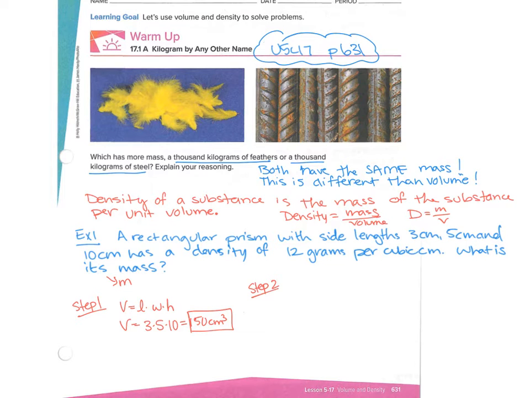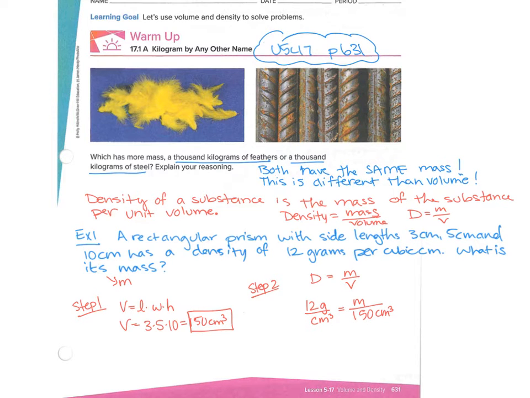So density in this problem, density equals mass over volume. And I'm going to keep my labels here. I want you to see how my labels are canceling. You don't always have to have your labels in your work if you know how to label your final answer. So in this case, my density, it says, is 12 grams per cubic centimeter. So my cubic centimeters in the denominator, my grams are in the numerator. So I'm going to write it as 12 grams over 1 centimeter cubed, or just my centimeters cubed, equals my mass, which I don't know, divided by my volume, which is 150 centimeters cubed.